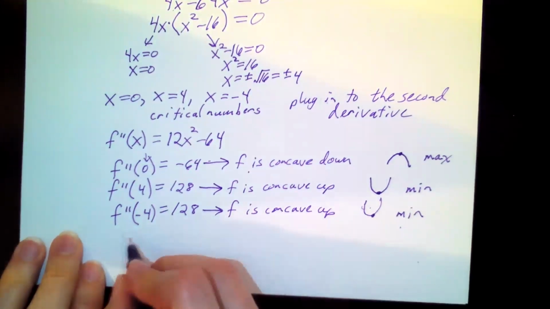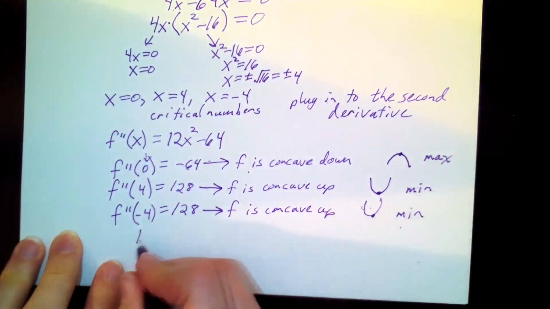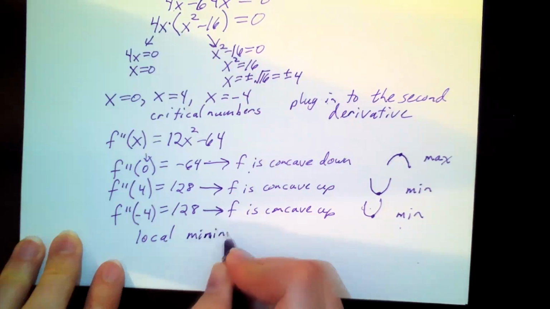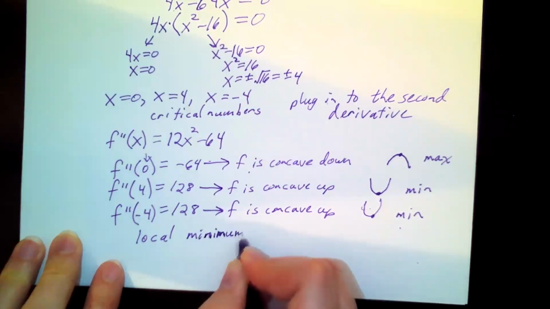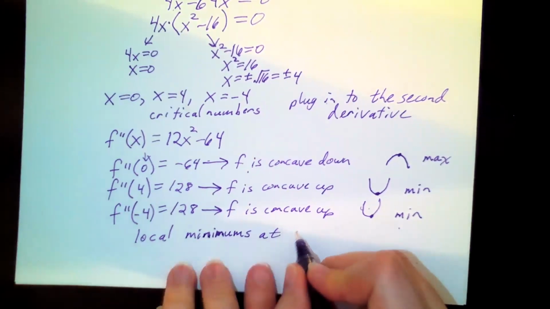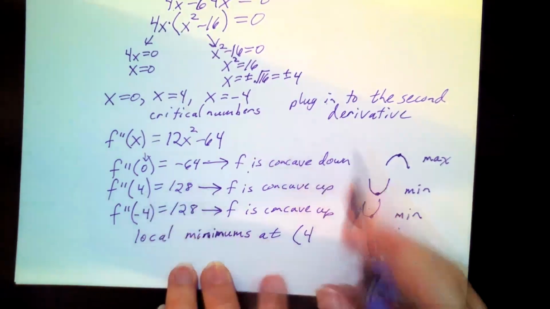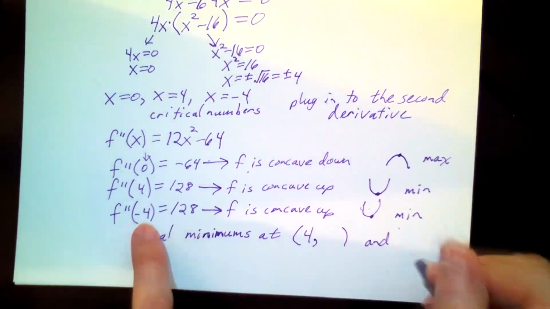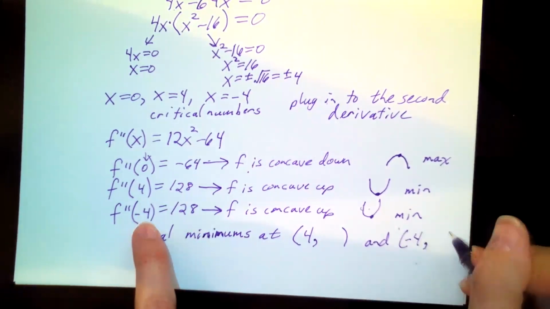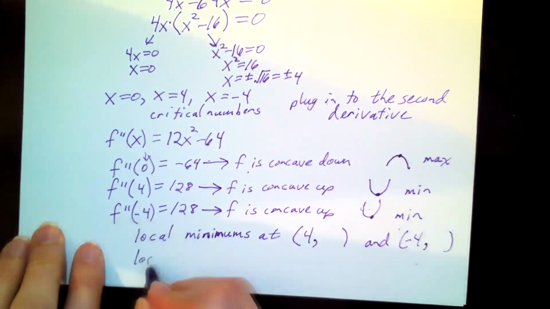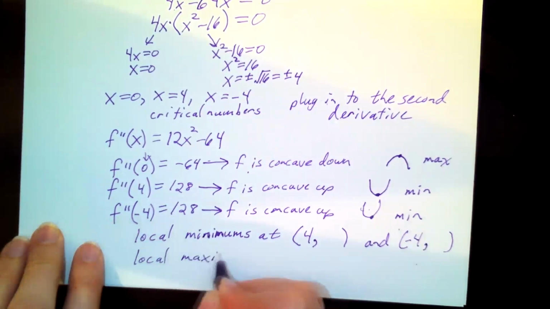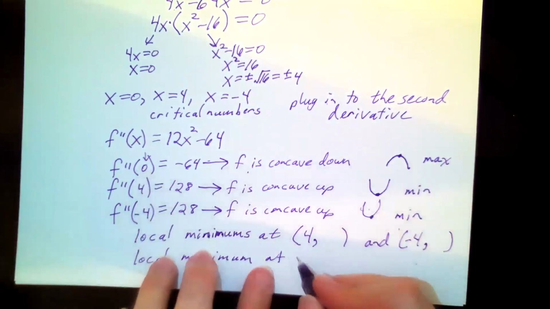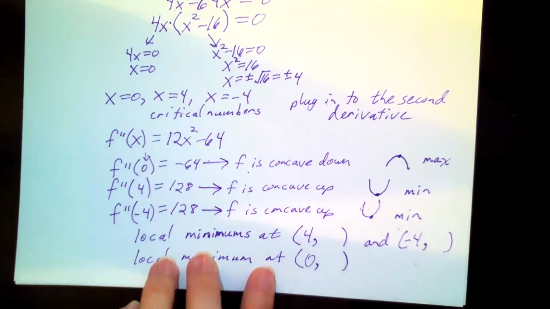All right, let's write down our conclusions, and we're going to find these as points. I have 2 local minimums. One is going to be at 4 with its corresponding y value. And then I have a second point going on at negative 4. And I'm going to write its corresponding y value as well. I have 1 local maximum going on at 0. And we're going to find its corresponding y value.